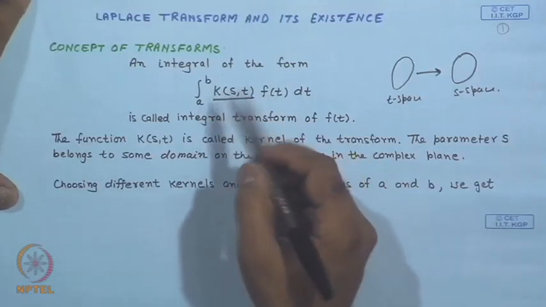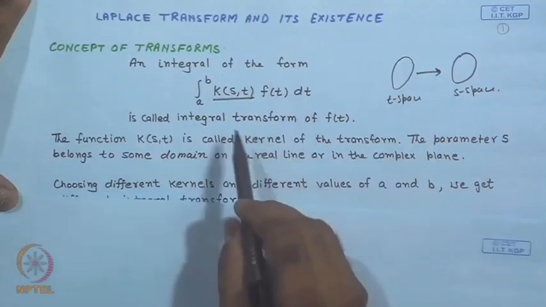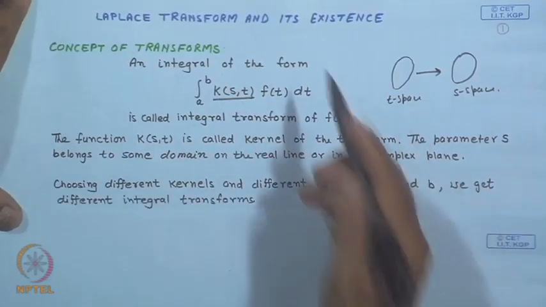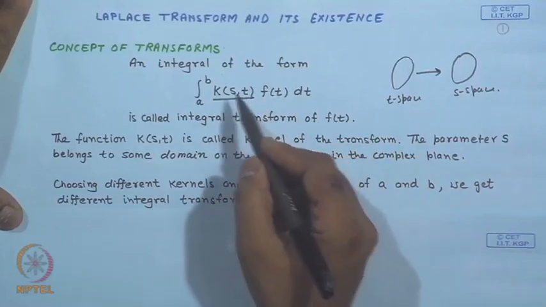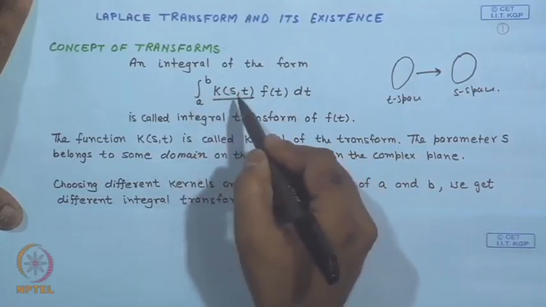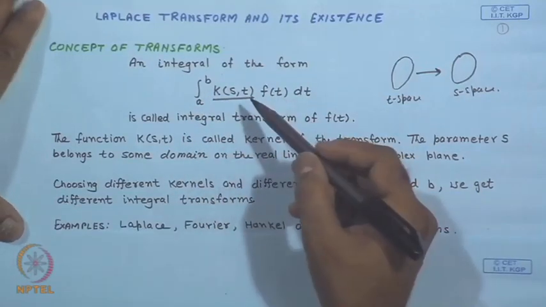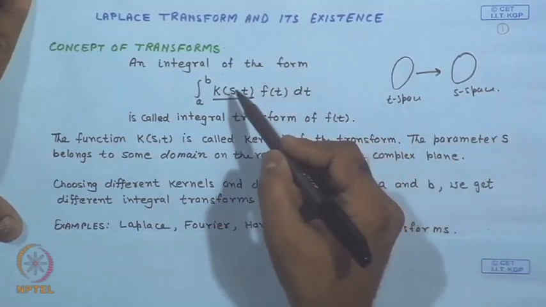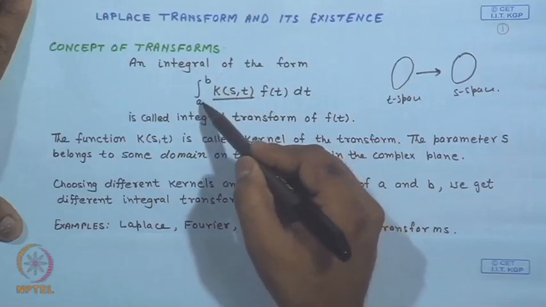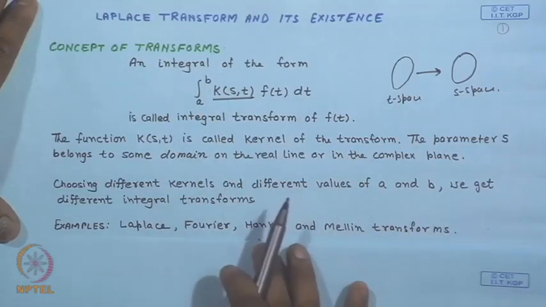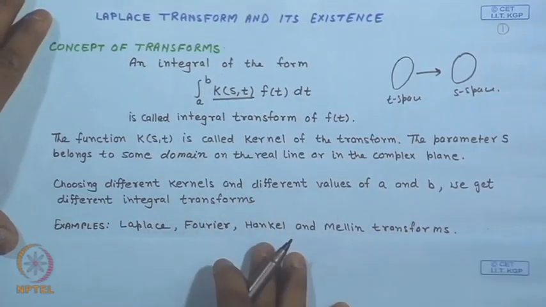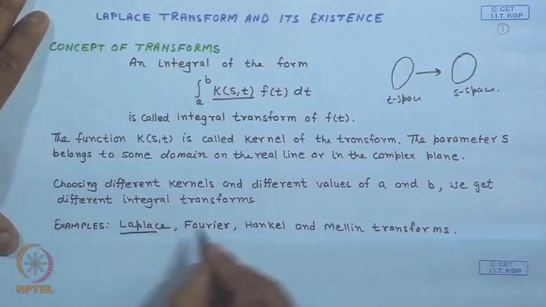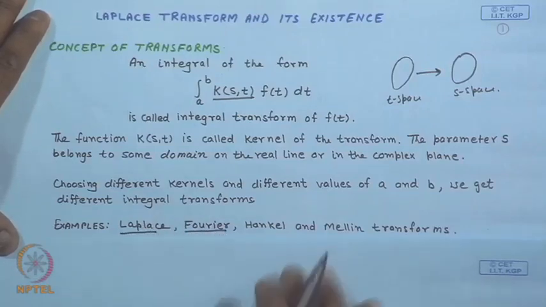So choosing different kernels and different values of a and b, we get different integral transforms. For example, we have the Laplace, Fourier, Hankel and Mellin transforms, depending on the kernels and the range of the integral. In this lecture we will mainly concentrate on the Laplace and Fourier transforms.